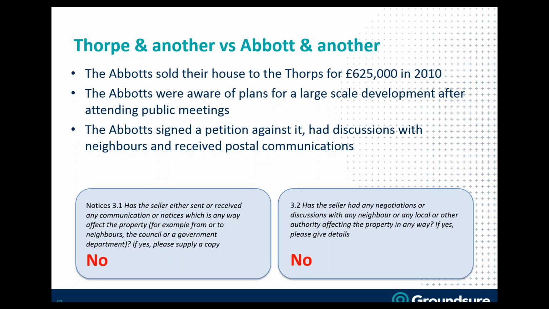In this case, the questions which resulted in the alleged misrepresentation were: Notice 3.1, has the seller either sent or received any communications or notices which in any way affect the property? If yes, please supply a copy. 3.2, has the seller had any negotiations or discussions with any neighbors or any local or other authority affecting the property in any way? If yes, please give details. Now, the seller answered no to both questions.